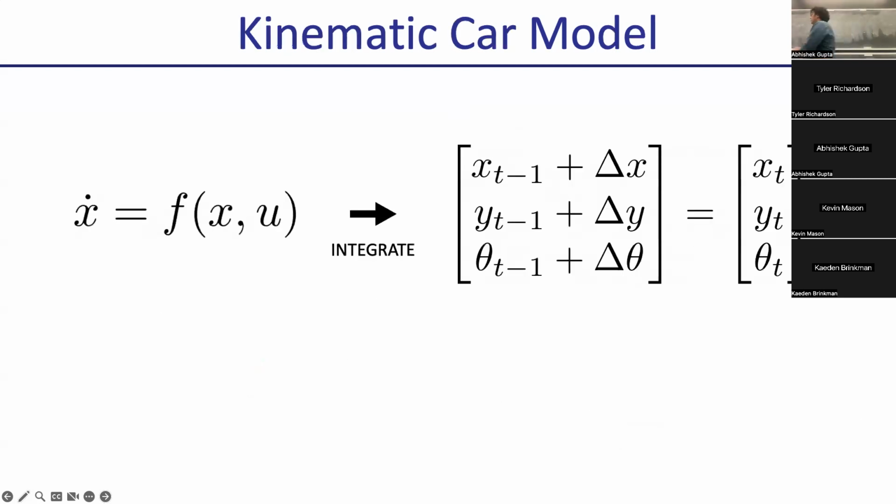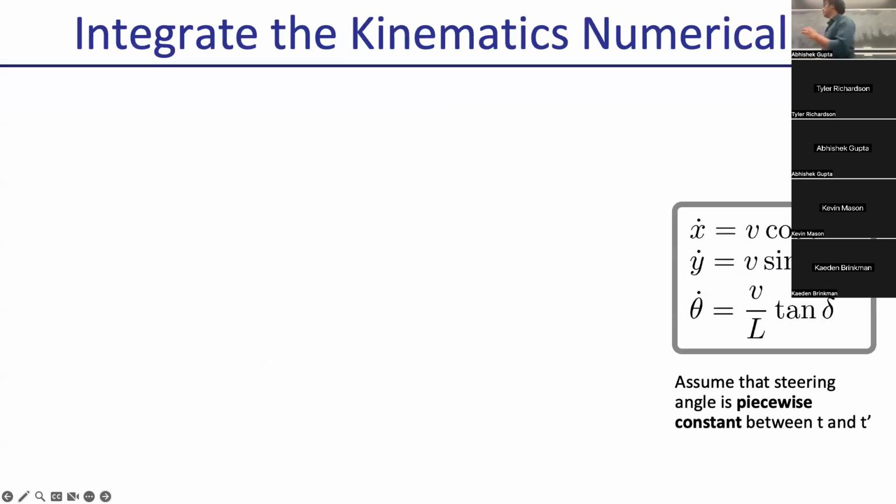But okay, so we figured out what is x dot, we figured out what is y dot, we figured out theta dot, right? And now we need to figure out how to change x, y, and theta. These are derivatives, and derivatives are not telling me how much to change, right? So I need to figure out what is delta x, delta y, delta theta. Whenever you have a differential equation and you want to implement it in practice, often the easiest way to do it is with numerical integration. And so what we're going to do is some numerical integration.